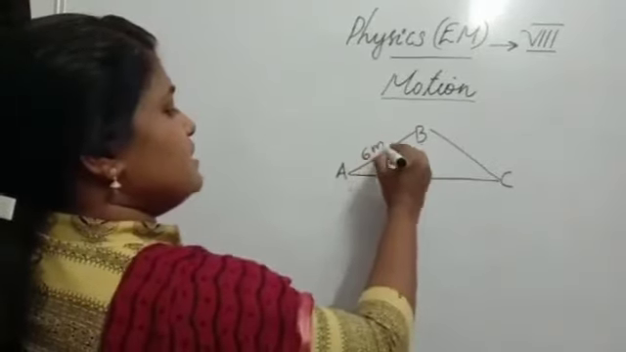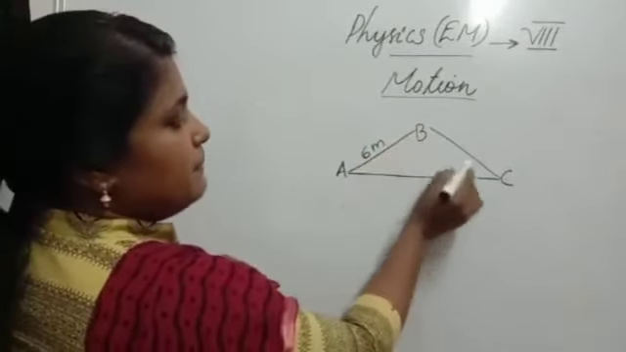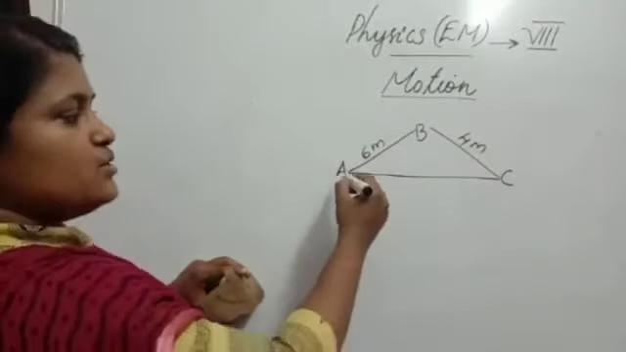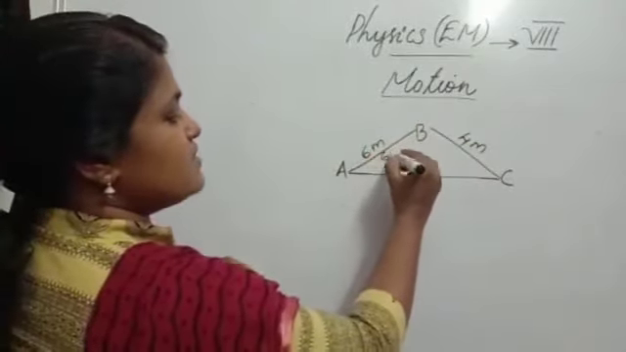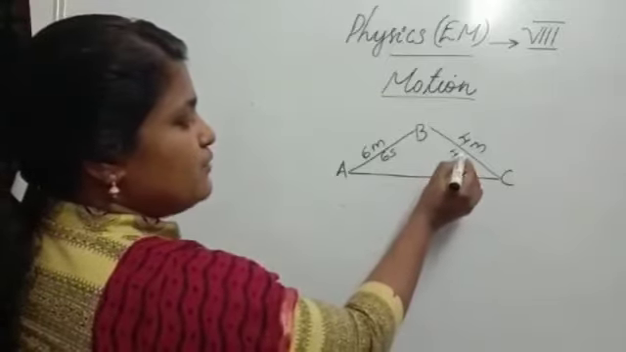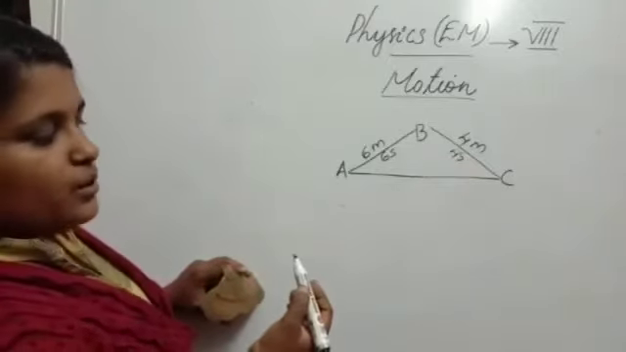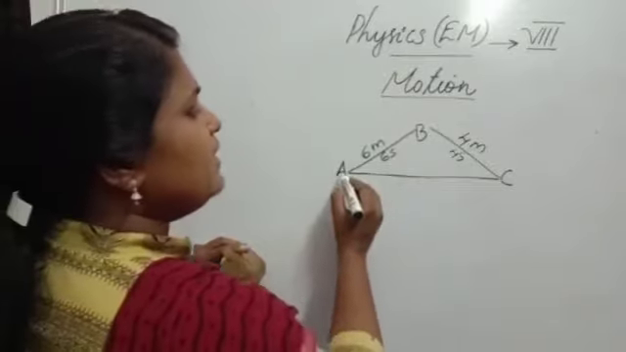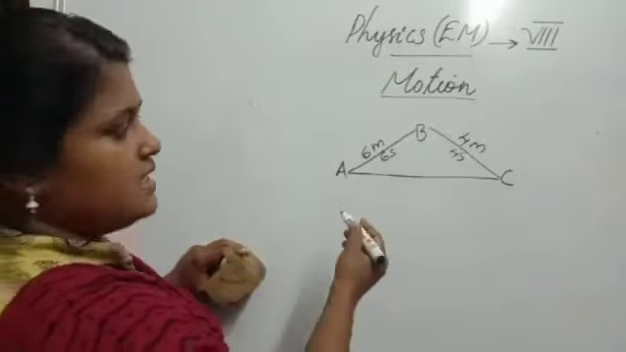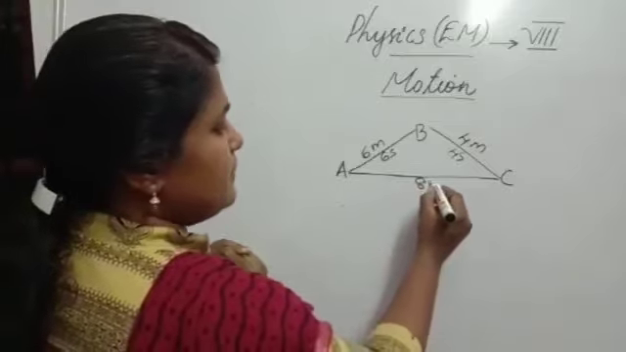Here A to B is 6 meter. B to C is 4 meter. For travelling to B, he uses 6 seconds. Then from B to C, he uses only 4 seconds. But the actual distance between A to C is only 8 meter.